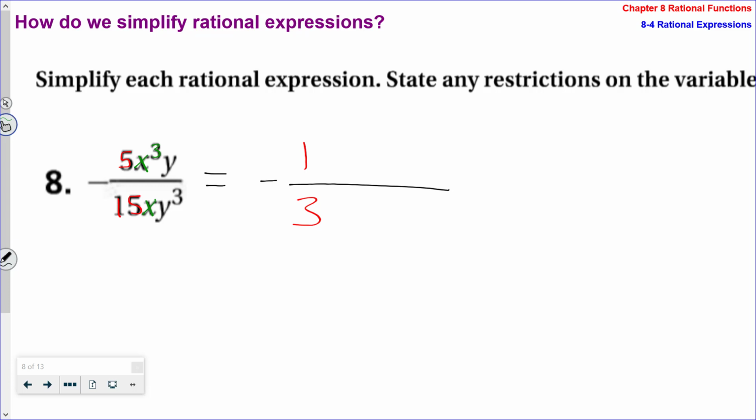And what's the exponent over here? X squared. So to simplify it, thank you, Sophia. So to simplify x to the third over x to the first, that's x to the third minus 1. 3 minus 1 is 2, so it's x squared.